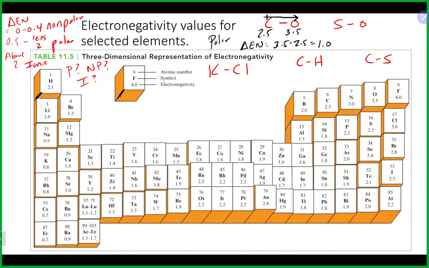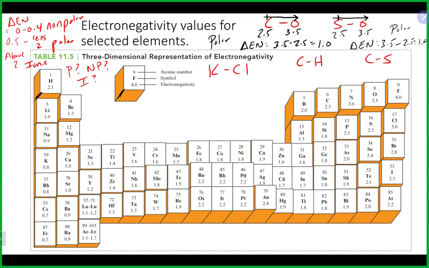Next one, we got sulfur, which is 2.5, and oxygen also 3.5. So this is going to give us the same deal. We're going to end up with 3.5 minus 2.5, going to give us 1. That again tells us it's going to be polar. And once again here, we would draw that arrow pointing to the oxygen. Oxygen should end up being more negative than the sulfur in this case, as it's more electronegative, bringing the electrons towards itself.